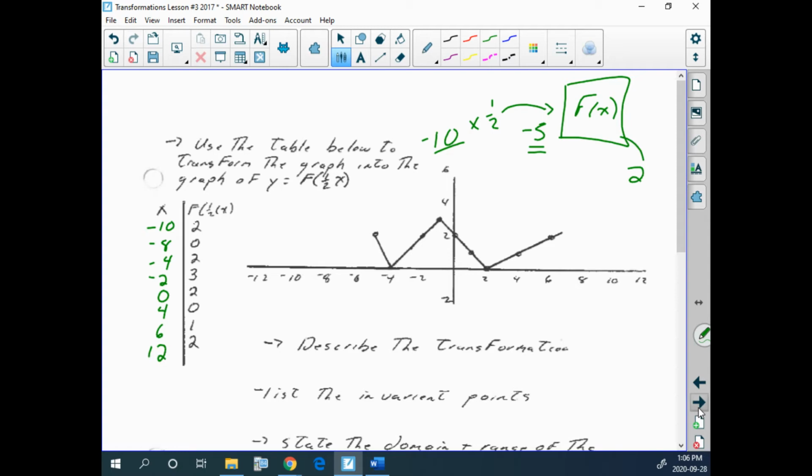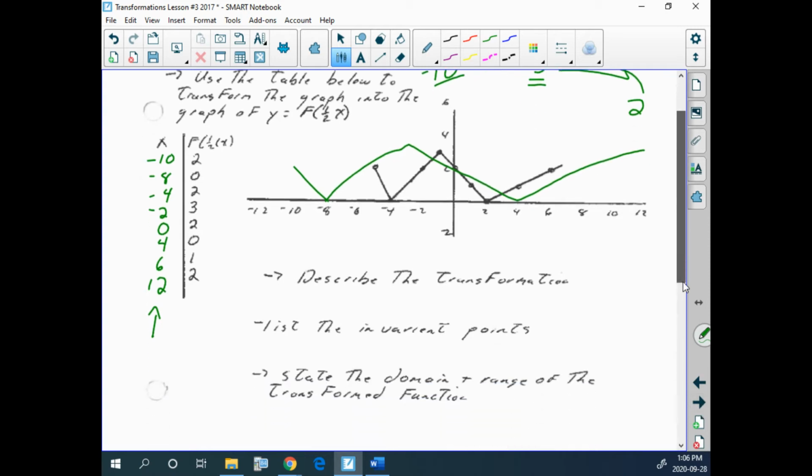Okay, so each of these numbers in this line gets multiplied by a 1/2 and then fed into the function that's going to give us that 2. So we end up with a graph that looks something like that. It's a very rough sketch, and I'm not going to spend much time on it, but you get the general idea. Every point is now twice as far away from the y-axis as before.